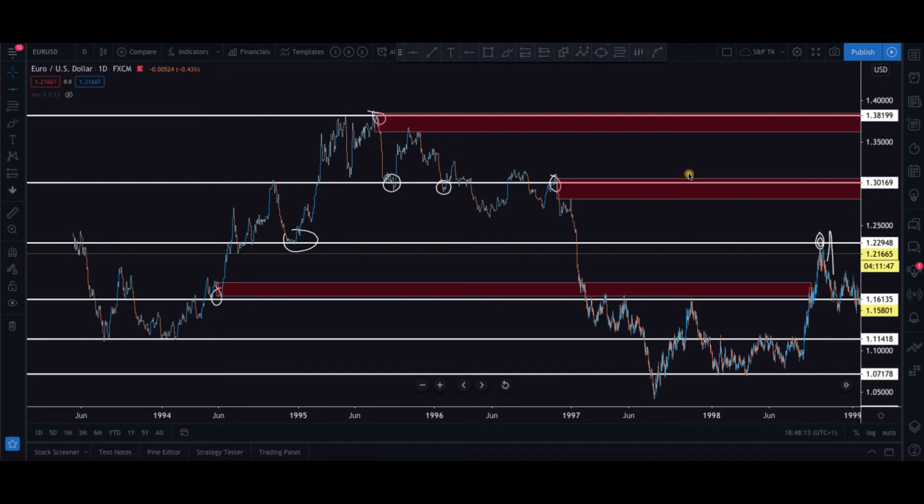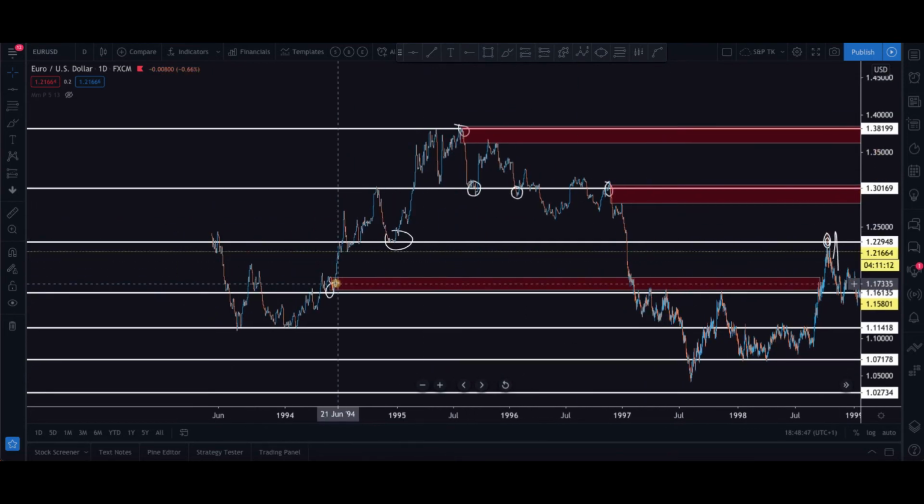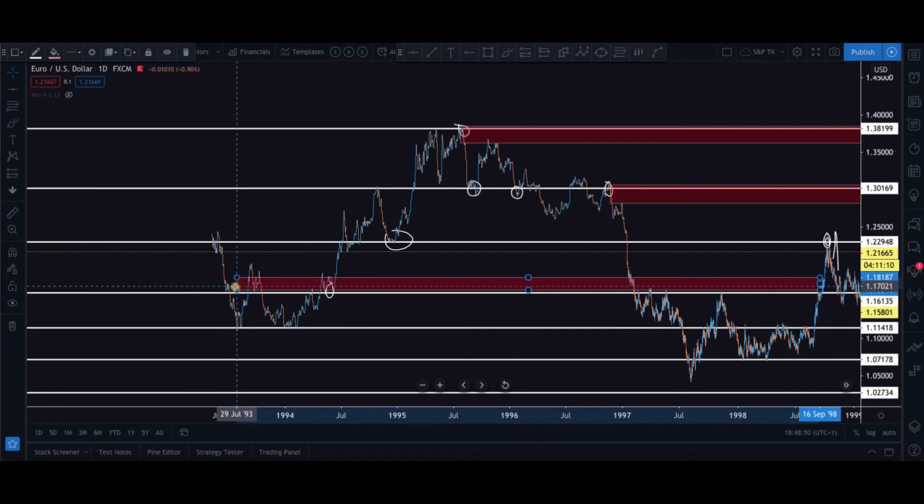Some of you, I'm pretty sure, are wondering if these structures are the same concept as supply and demand zones. Yes, why not? Maybe it's the same. It doesn't matter. We just need to be able to identify these structures. How do we identify them? We just have to see the previous reaction that the price made.